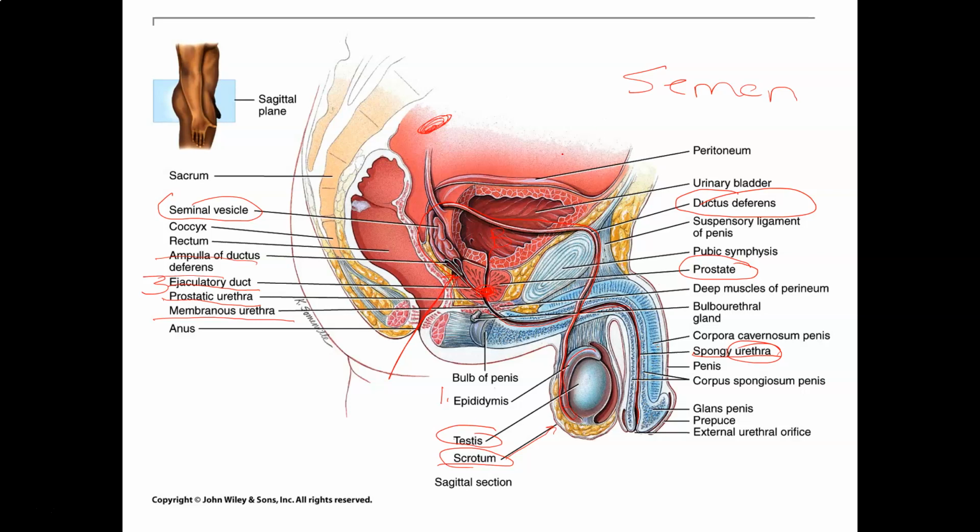Okay, so those are the ducts, and then we looked at the two glands. And then there also is another gland you need to know, the bulbourethral gland. Here it is. It secretes into the urethra, but it's not forming semen. It's mostly secreting a mucus that's sort of coating the urethra before the sperm come along.